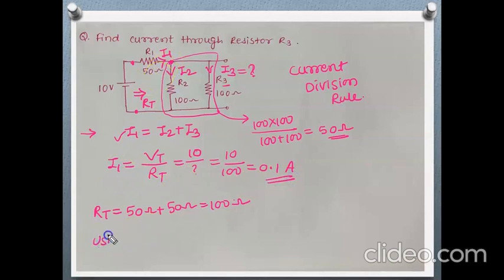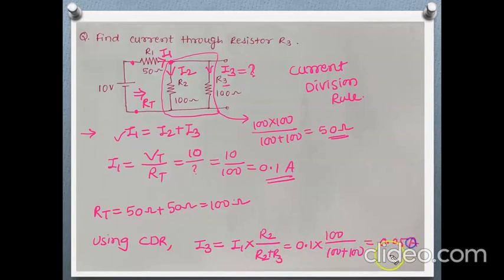So using CDR, we can easily calculate the current I3, which is nothing but the total current I1 into... we are going to calculate the current through this R3. So the opposite resistance is R2 divided by R2 plus R3. So I1 is 0.1 into R2 is 100 divided by 100 plus 100, which is nothing but 0.05 ampere, the value of the required current flowing through this resistor R3. Okay, these are the steps we have to follow.